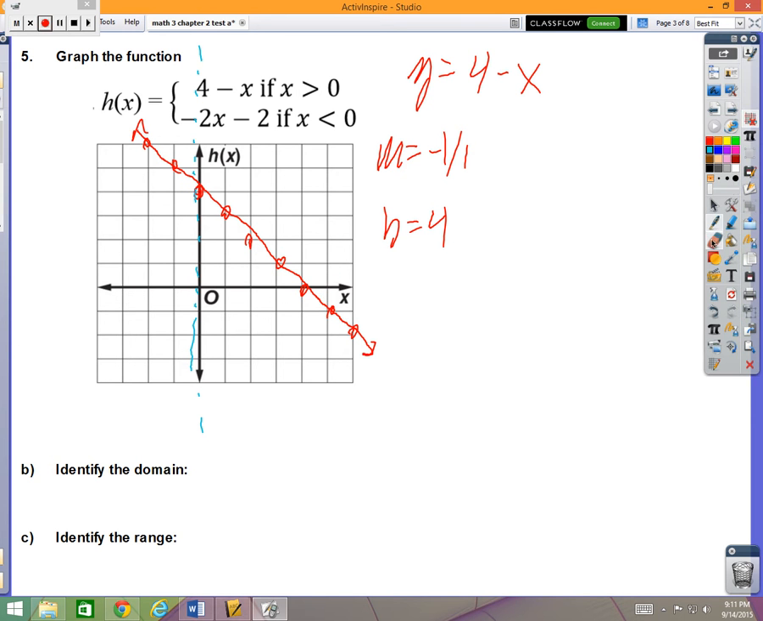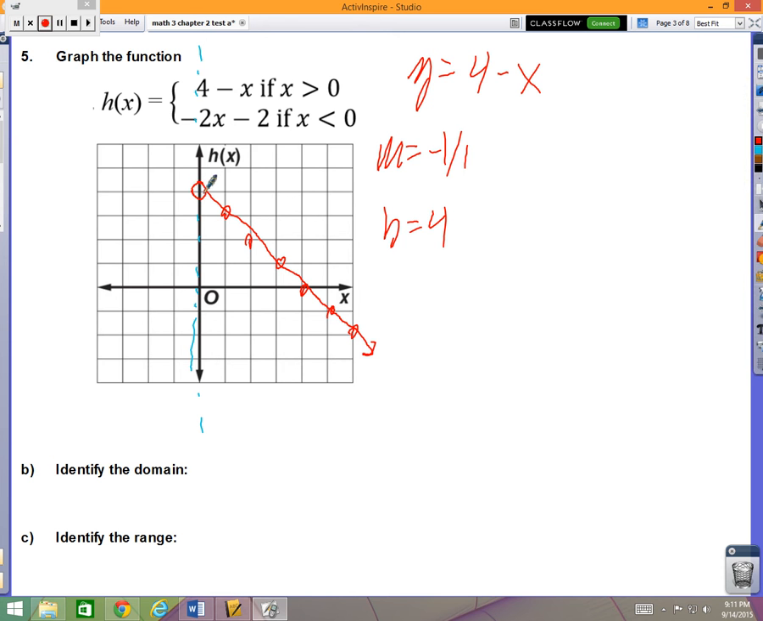So I've got to erase all of this, and it does not even exist at 0. So at 0, it's got to be empty. That's where it starts, and then it takes off forever.